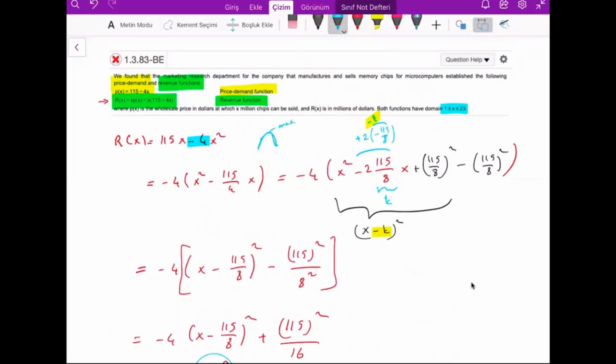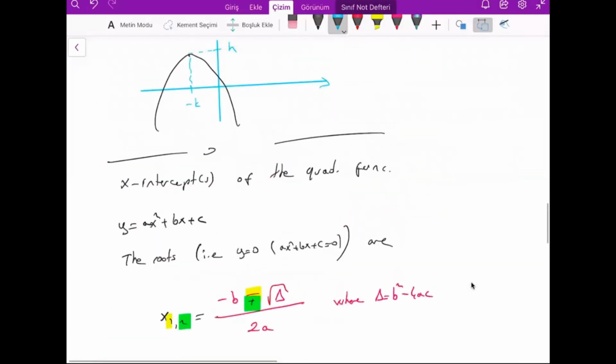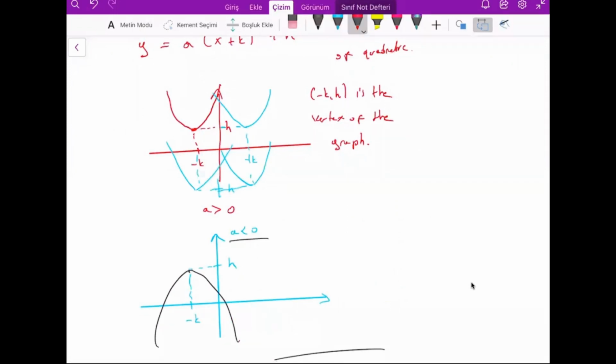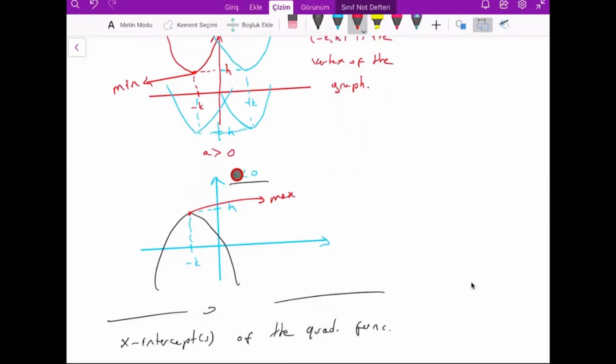The vertex is the maximum. But if this coefficient were positive, the vertex would give us the minimum value. So when this is negative, this is maximum. When this is positive, this is minimum. Of course, both of them are the vertex, but the graph reaches the maximum value if A is negative. If A is positive, the graph reaches the minimum value at the vertex.